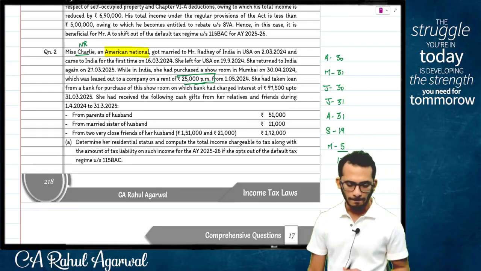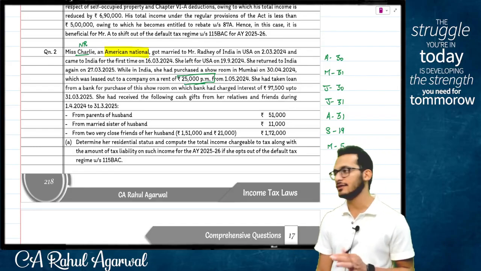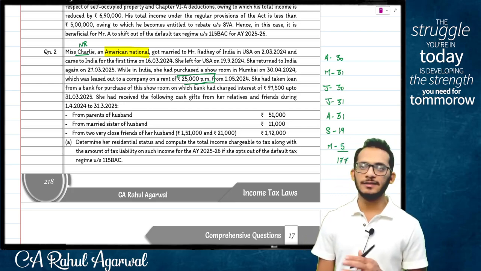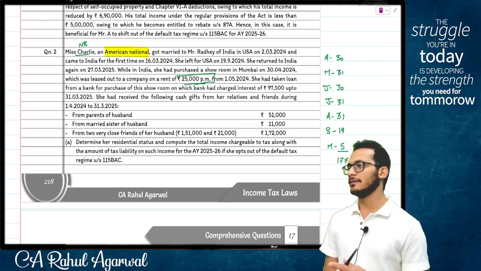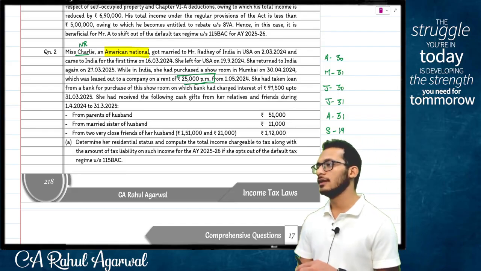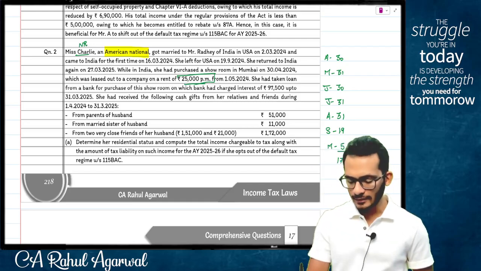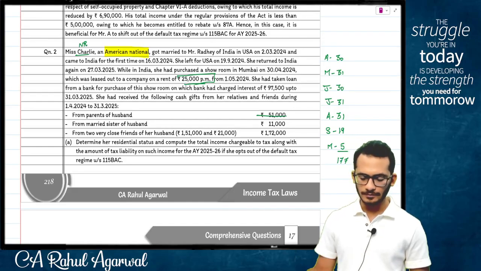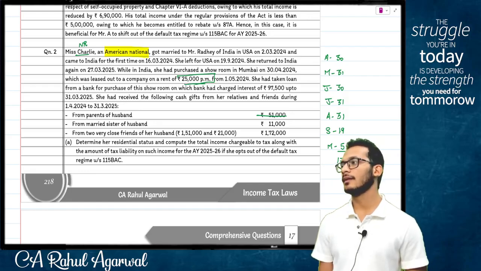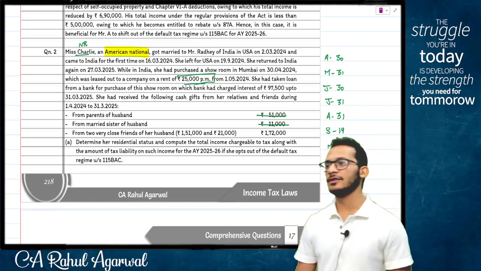House property. She has received the following cash gifts from her relatives and friends during April to March. You need to tell which one is taxable and which one is exempt. From parents of husband, spouse's parents, relative: exempt. Married sister of husband: exempt. It's not less than 50,000. You add everything when you check 50.